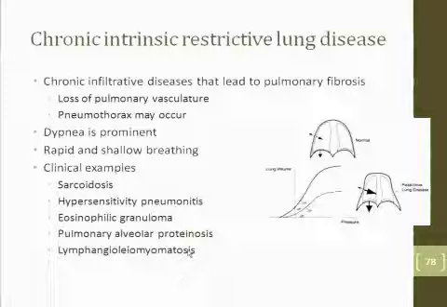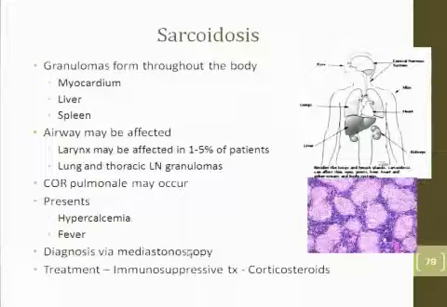If you look at the chronic intrinsic restrictive diseases, these are things like loss of pulmonary vasculature, or pneumothorax may occur. Dyspnea is also pretty prominent. You get rapid and shallow breathing. Clinical examples of this are sarcoid, hypersensitivity pneumonitis, eosinophilic granuloma, pulmonary alveolar proteinosis, or lymphangiomyomatosis.